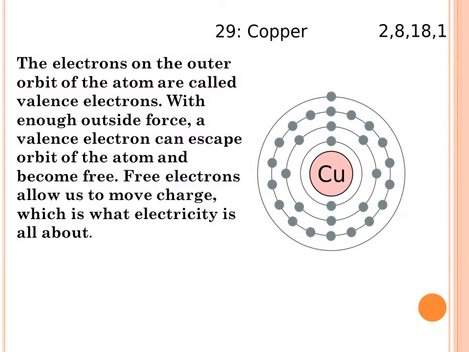This is the structure of the copper atom. There are 29 electrons in the copper atom, and as per the rule, in the first orbit there are 2 electrons, in the second orbit there are 8 electrons, in the third orbit there are 18 electrons, but in the outermost orbit there is only 1 electron. The electrons in the outer orbit of the atom are called valence electrons. With enough outside force, a valence electron can escape the orbit of the atom and become free. These free electrons allow us to move charge, which is what electricity is all about. That means the valence electrons are necessary for a conductor to flow electricity.